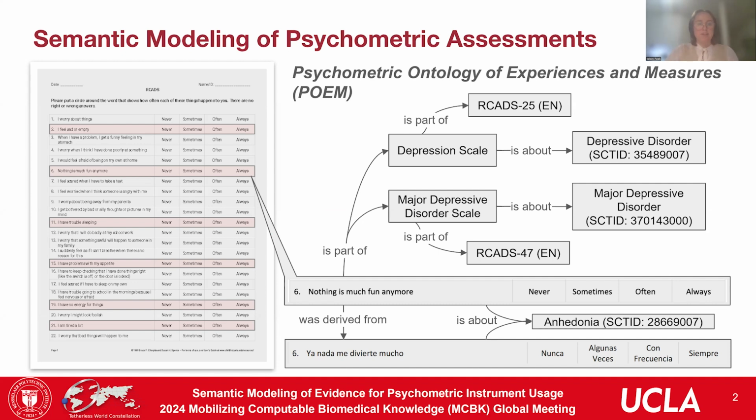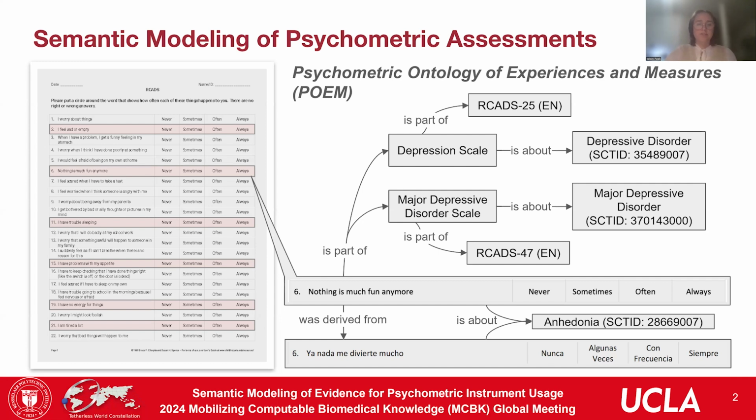The RCADS 47 is the original instrument in the Revised Children's Anxiety and Depression Scale, which is an instrument family for assessing anxiety and depression in children from ages 8 to 18. POEM models instrument entities such as instrument families, scales, items, and response options, as well as the underlying concepts that scales and items aim to measure in individuals. So for example, on the left there, you can see that all items in the major depressive disorder scale are highlighted in red, and the scale, of course, tries to measure major depressive disorder.